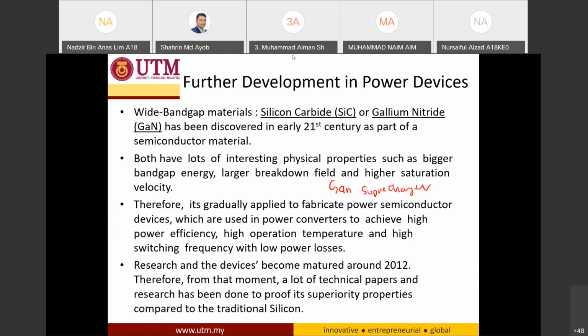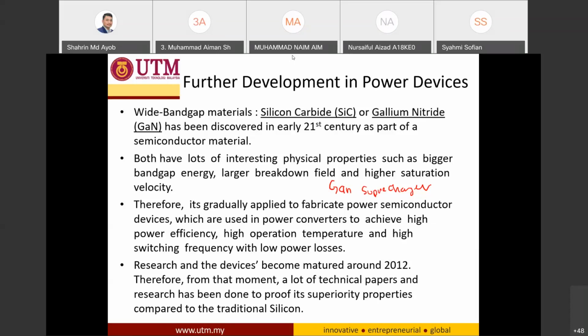Tak pernah, Doktor. Ha? Tak pernah? Pernah. Charger Realme. Yeah, sometimes Realme, Xiaomi, they are right now going towards GaN charger.